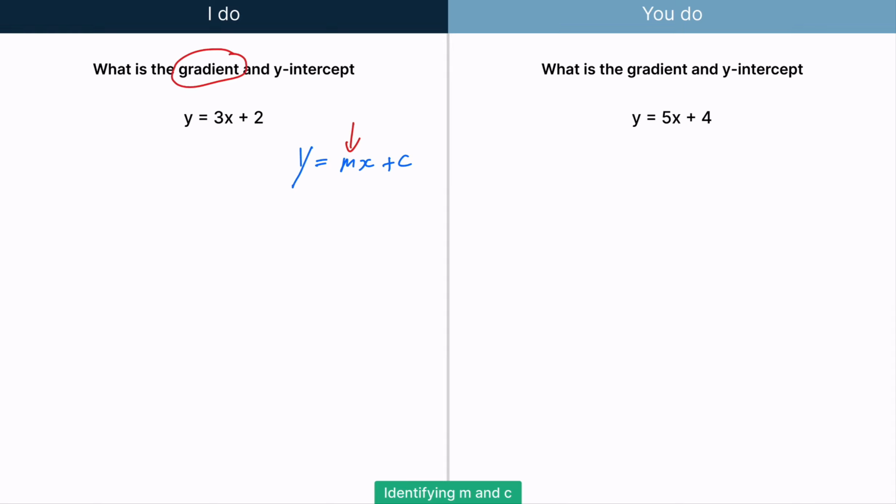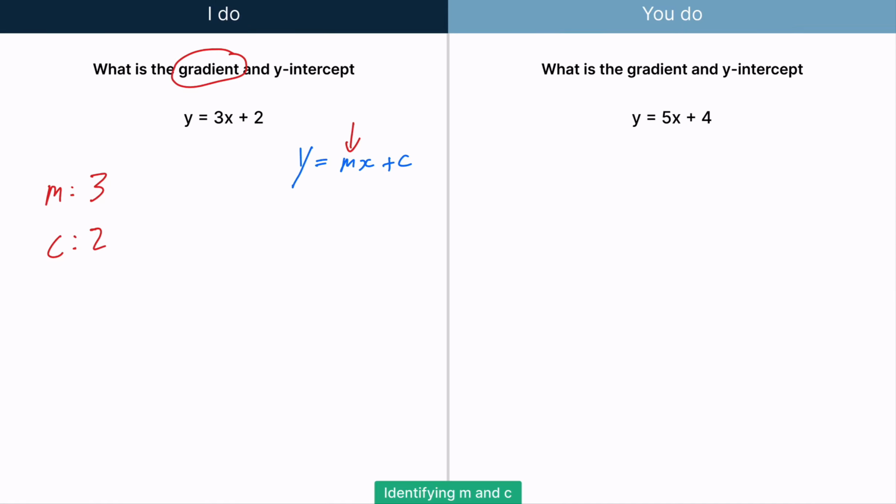Okay, so this question's asking for the gradient. So if you look at this, the gradient is the term next to the x. So the term next to the x here is 3. So we know that in this question, the gradient, which we normally call m, can be given as 3. Okay, so that's the gradient. And the y-intercept is this plus c here. So that's where it crosses the y-axis. So this remaining part here is what we call the y-intercept. So the y-intercept here is going to be 2.